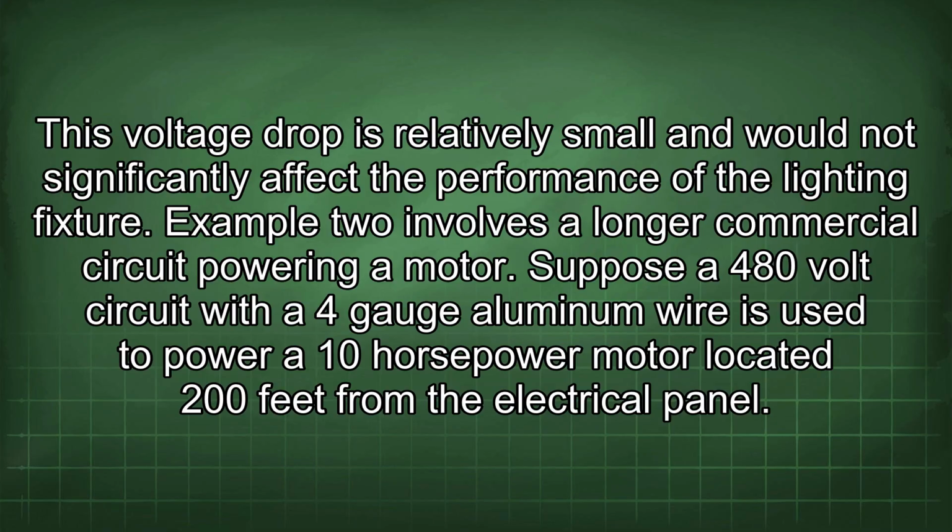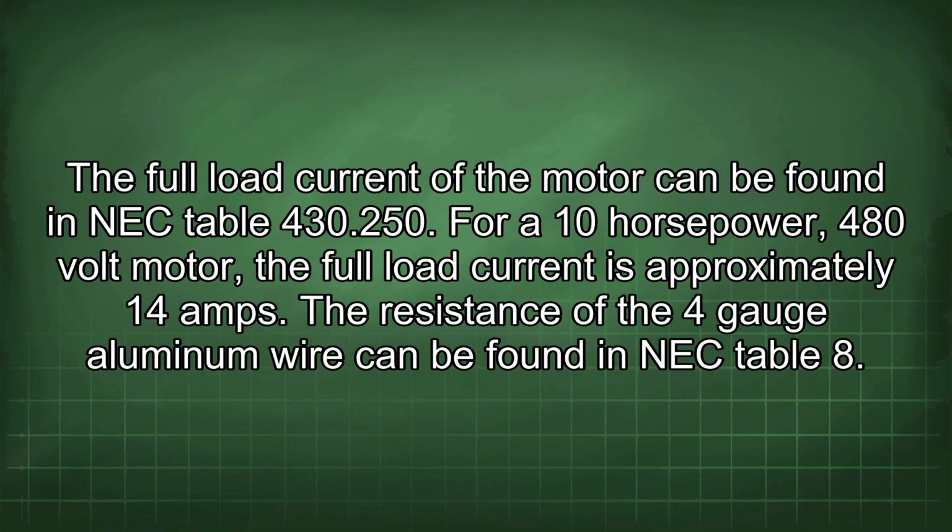Suppose a 480-volt circuit with a 4-gauge aluminum wire is used to power a 10-horsepower motor located 200 feet from the electrical panel. The full load current of the motor can be found in NEC Table 430.250. For a 10-horsepower, 480-volt motor, the full load current is approximately 14 amps. The resistance of the 4-gauge aluminum wire can be found in NEC Table 8.